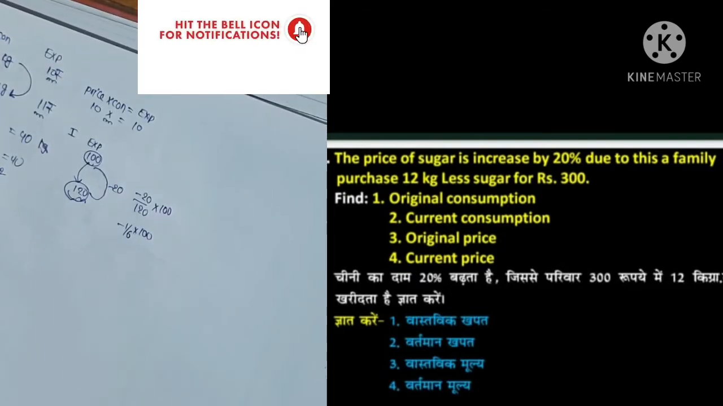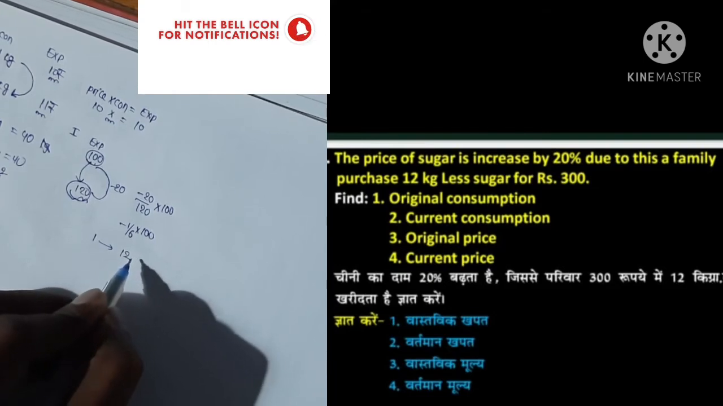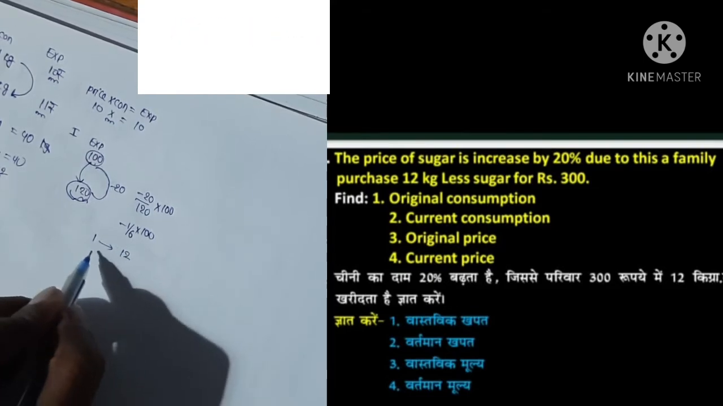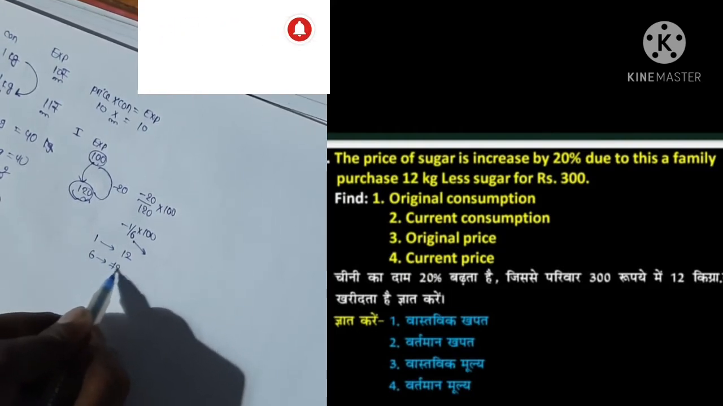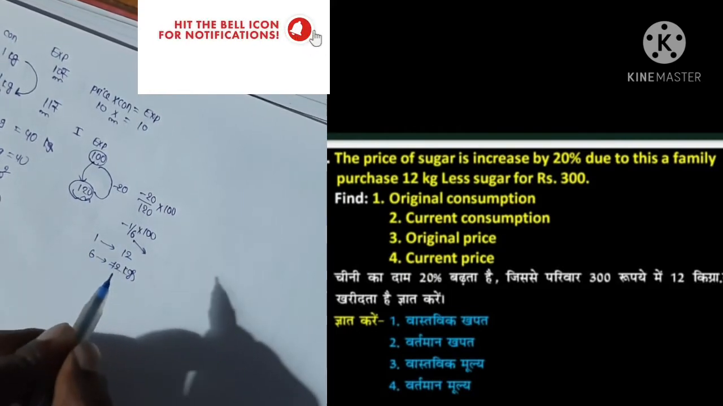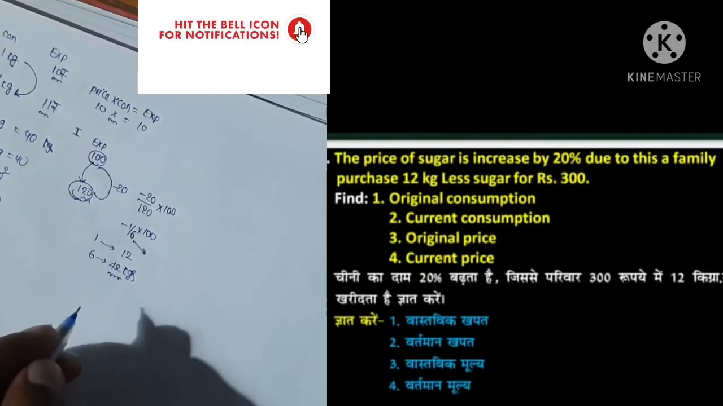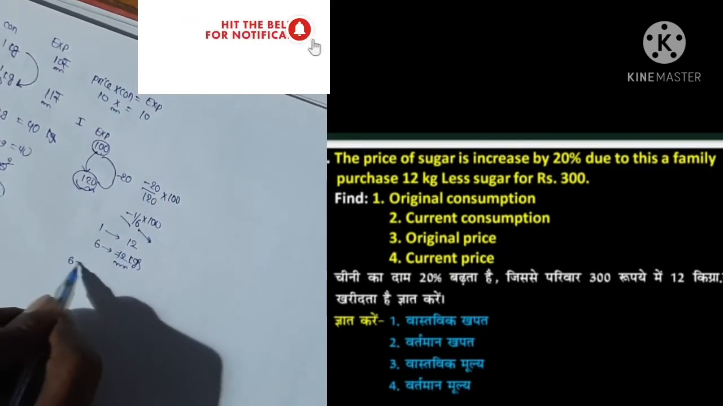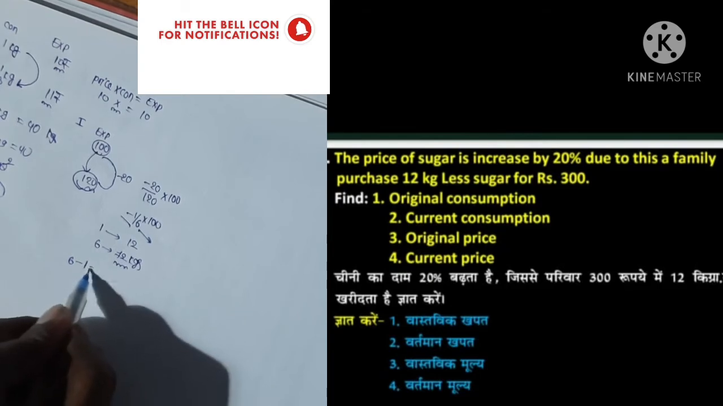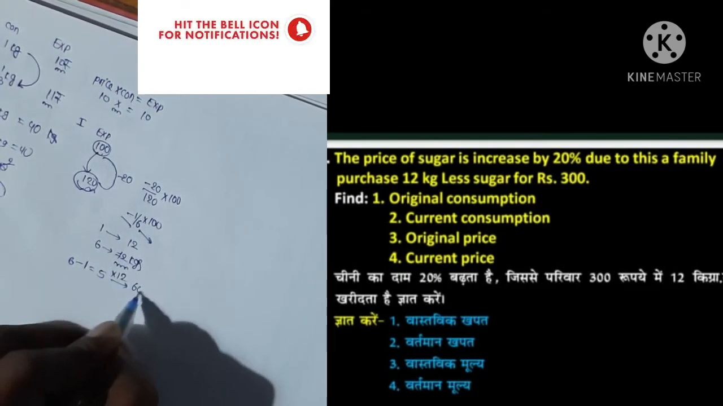So family purchased 12 kg less sugar. That means 1 unit represents 12. So original value is 6. So 6 units represents 72 kg. So original consumption is 72 kg. What is the current consumption? Current consumption is original minus decreased. So value is 5. 5 units represents 5 into 12, 60 kg.